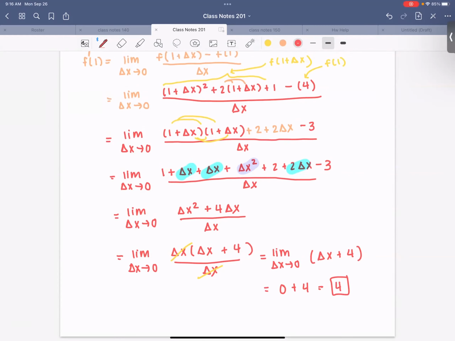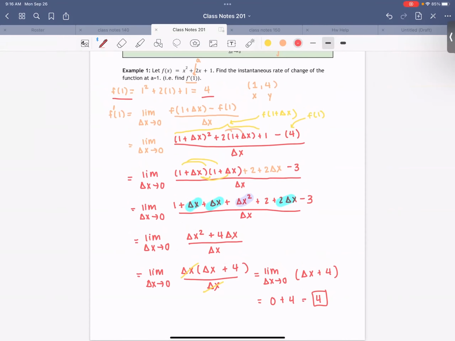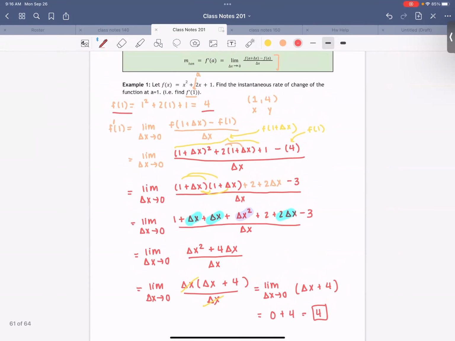Okay. So I did all of this work. I plugged it into my equation. I basically FOILed things out, combined like terms, factored out a delta x, crossed them out, and I'm left with my derivative at 1. We will talk more about what this derivative actually means later.